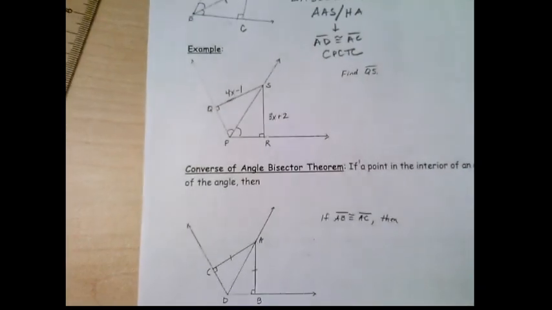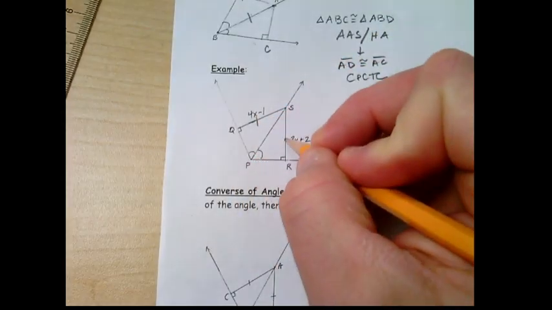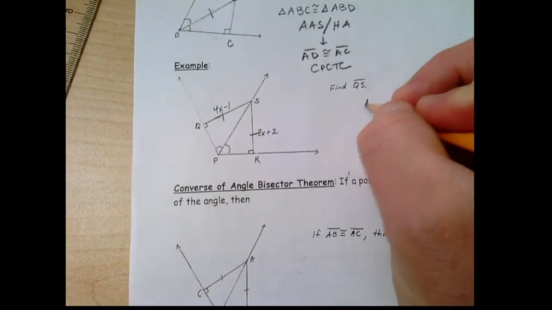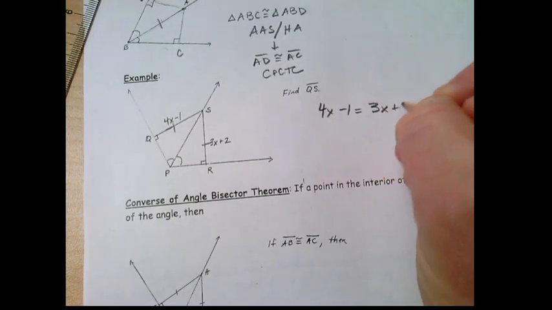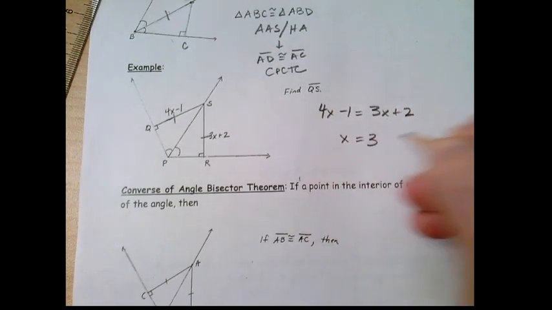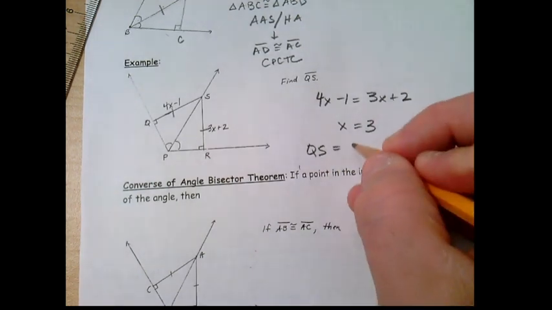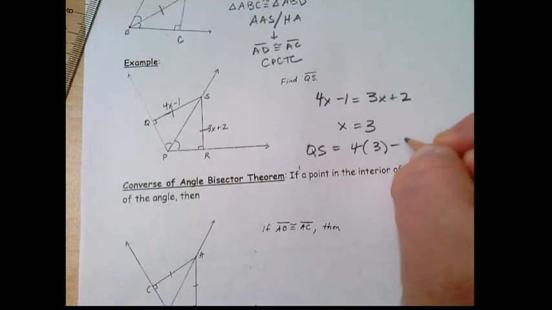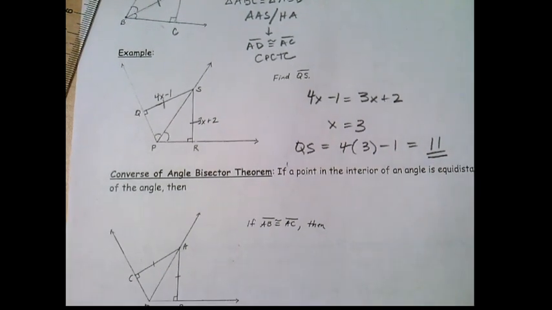All right, now, to finish things off, to find QS, these triangles are congruent, so therefore I'm going to mark those two segments congruent there. 4x minus 1 equals 3x plus 2, okay? And if I go ahead and solve for x, I get x equal to 3, so QS is equal to 4 times 3 minus 1. 12 minus 1 is 11. The length of QS is 11, okay?